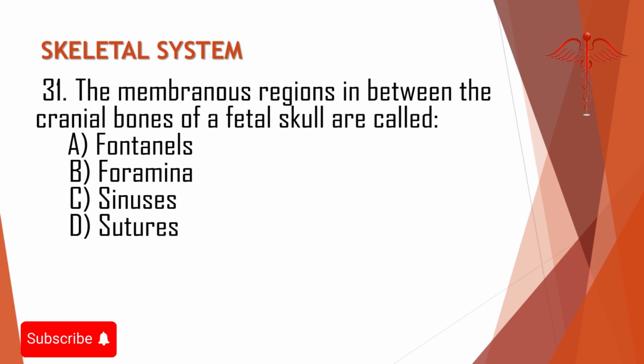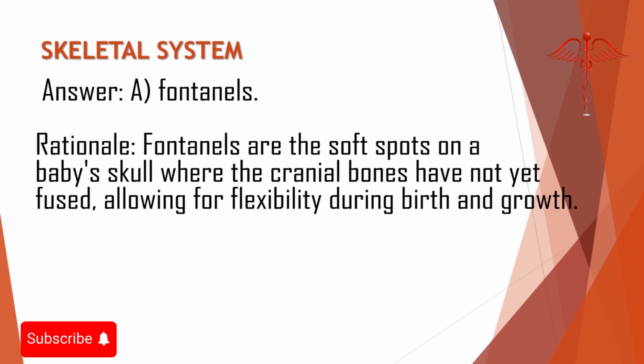31. The membranous regions in between the cranial bones of a fetal skull are called A. Fontanelles. B. Foramina. C. Sinuses. D. Sutures. Answer: A. Fontanelles. Rationale: fontanelles are the soft spots on a baby's skull where the cranial bones have not yet fused, allowing for flexibility during birth and growth.